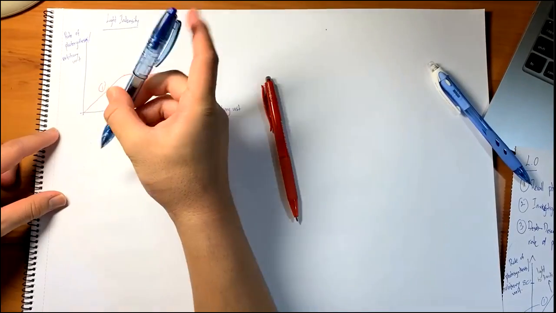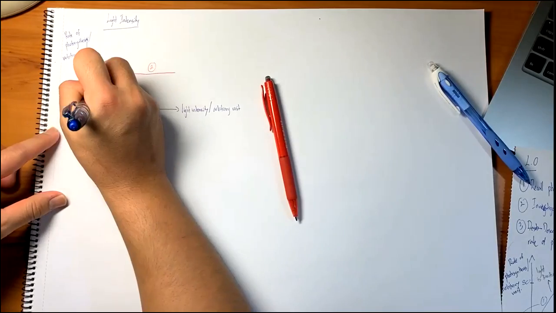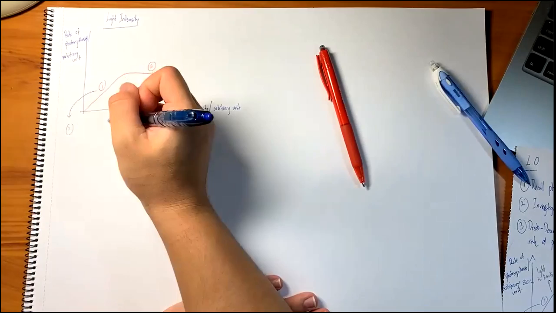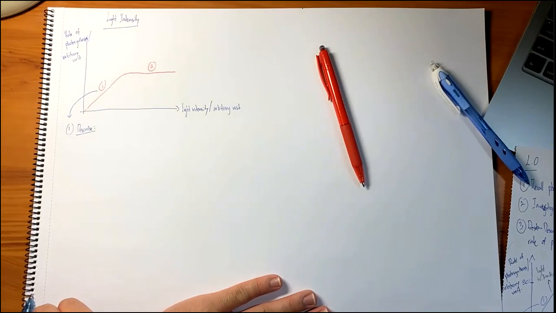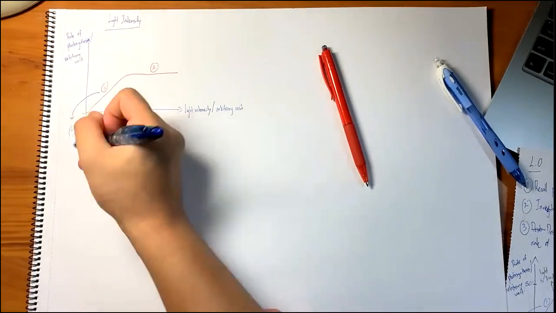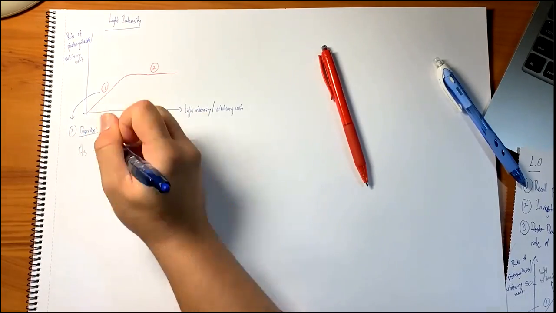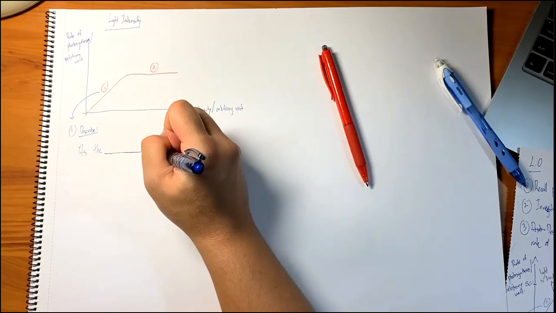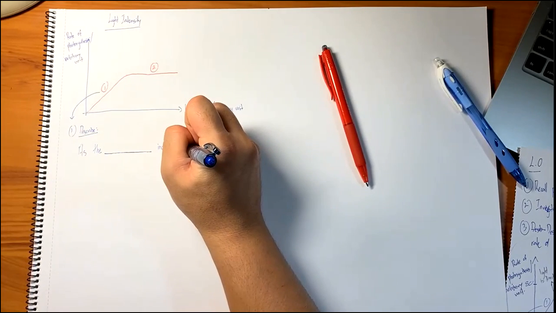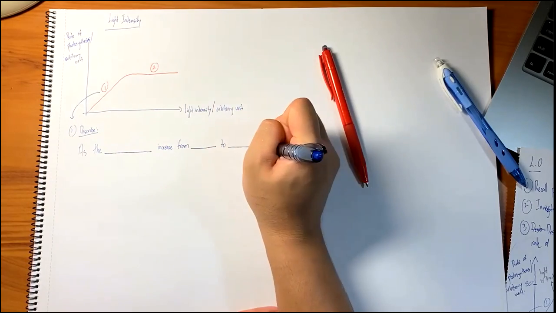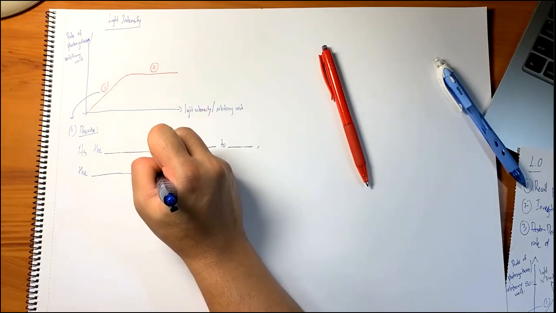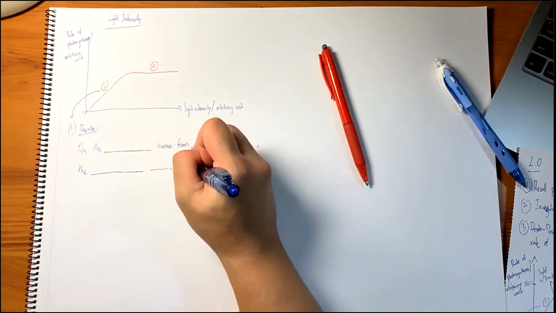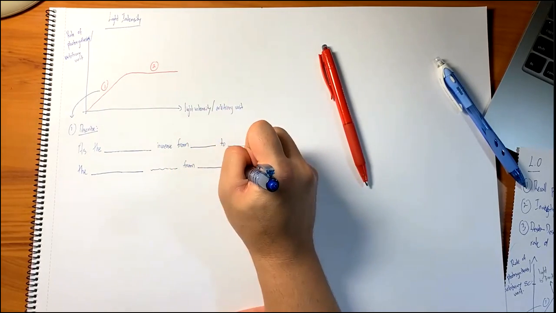Firstly, look at part number one. We should describe and explain. So how do we describe this? I will always use this way to describe. Firstly, I would write: as the something increases from something to something, the something, and then increase or decrease, from something to something.